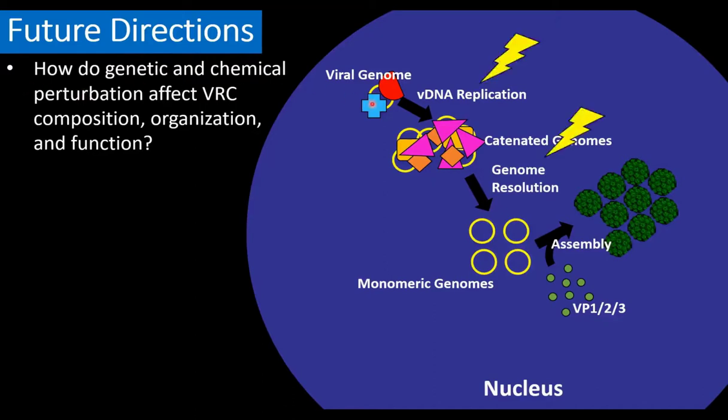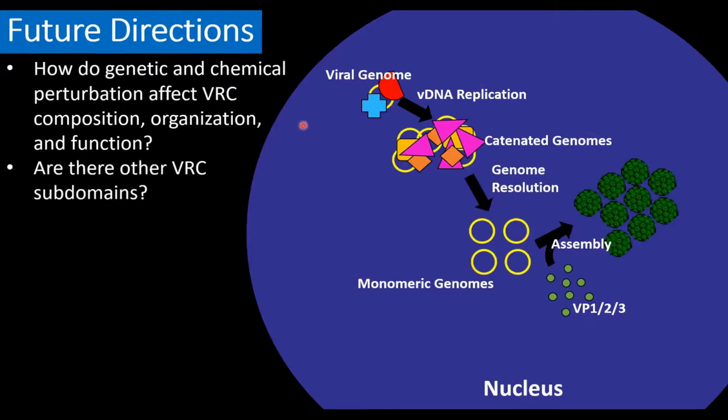In other words, how can we interrupt these processes of viral DNA replication and genome resolution, and how does that affect replication centers in a way that we can observe by microscopy? We've done a little bit of this with hydroxyurea, which depletes dNTPs and inhibits replication. It stalls replication forks, and we found that it pretty dramatically changes the way replication centers look. This work is shown in the PLOS Pathogens paper, but I didn't have time to show it today.